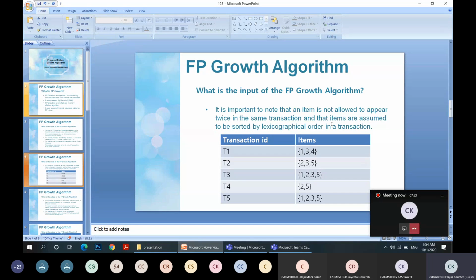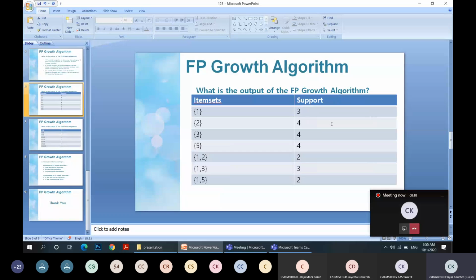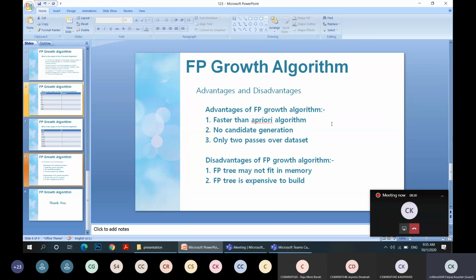What is the input of the FP growth algorithm? It is important to note that an item is not allowed to appear twice in the same transaction, and the items are assumed to be sorted by lexicographical order in a transaction. You can see it in the table of transaction ID and items: T1 134, T2 235, T3 1235, T4 25, and T5 1235. The output is the item sets with their support. Now I want to share some advantages and disadvantages regarding the FP growth algorithm.